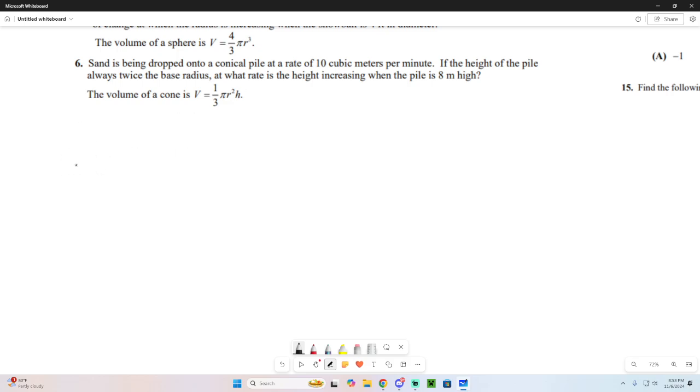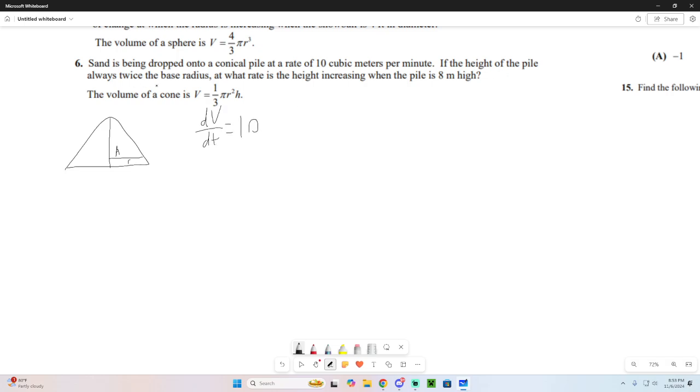So let me just draw out what the sand pile could look like. So it would be like that, right? So this is the height, and then this would be the radius. So the volume of the cone is increasing by 10 because more sand is falling on it. So we can say dV over dt equals 10.